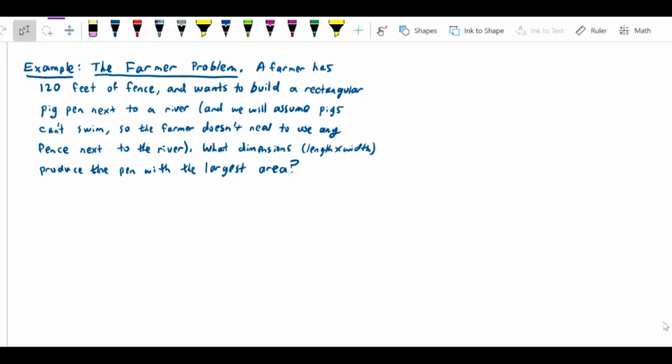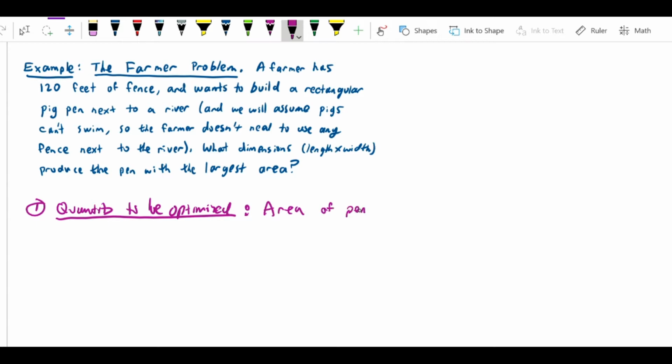So first of all, what we want to do is ask, what is the quantity to be optimized? The reason we're asking this is that we're going to try to write that quantity as a function of something else, and that's going to become the objective function. So the quantity to be optimized is the area of the pen.